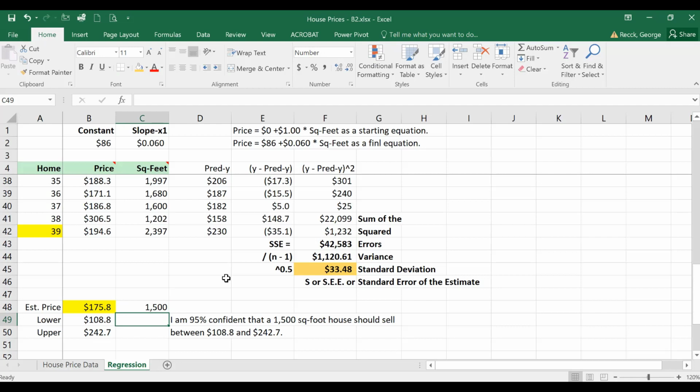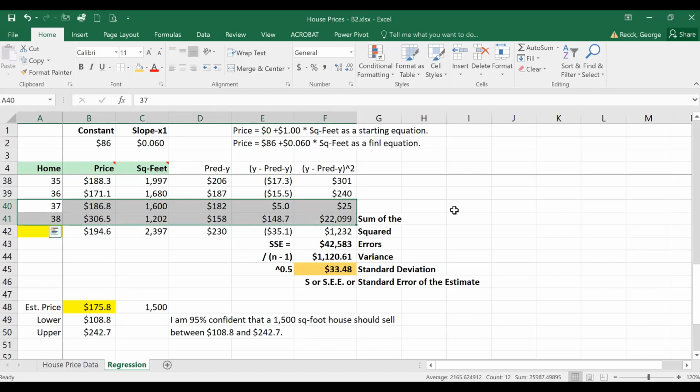So here, let's look at a couple of other things. Particularly, to wrap up this video, house number 37 and 38. And sometimes the data works out nicely. So that allowed me to keep it on the screen while I'm talking about it. For house number 37, it was a 1,600 square foot house. The predicted value was 182,000. We were only off by about 5,000. That's fantastic. Even the square deviation is ridiculously low.